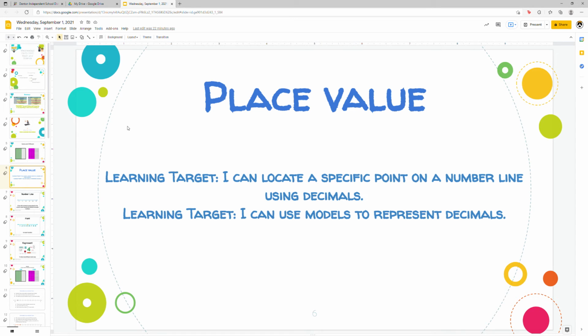Lucky us, we are still talking about place value today, but it is different from the past few days. We are moving on from expanded form and expanded notation of decimals and talking about different ways to represent decimals. So our first learning target today is I can locate a specific point on a number line using decimals. Our second learning target today is I can use models to represent decimals.